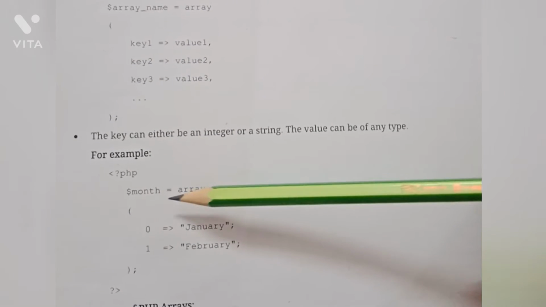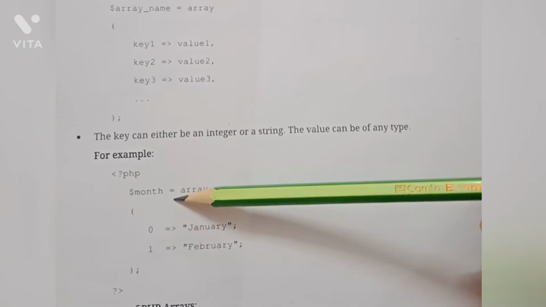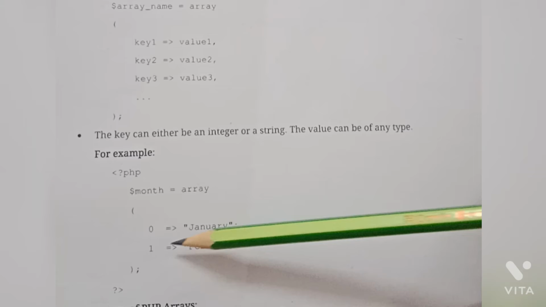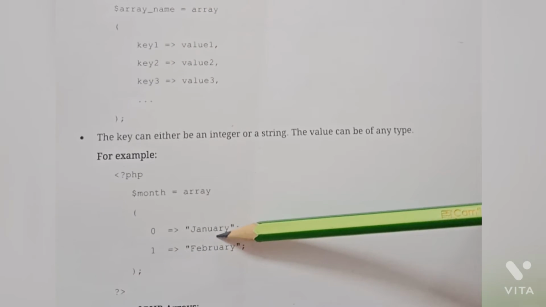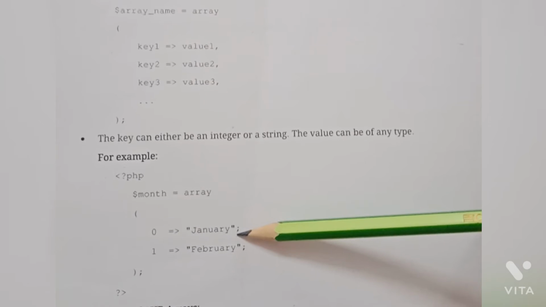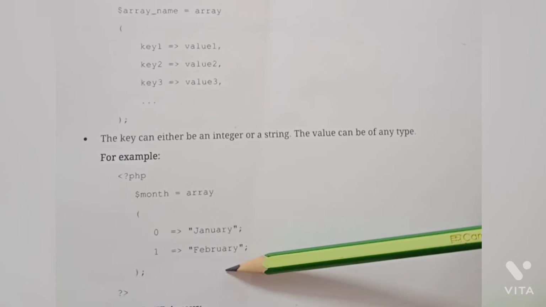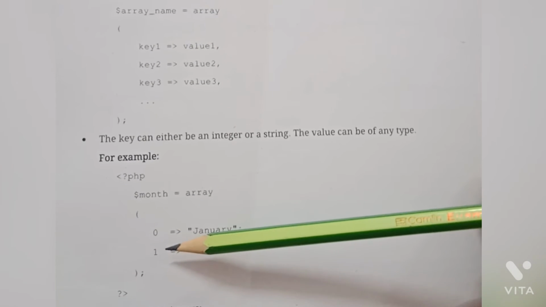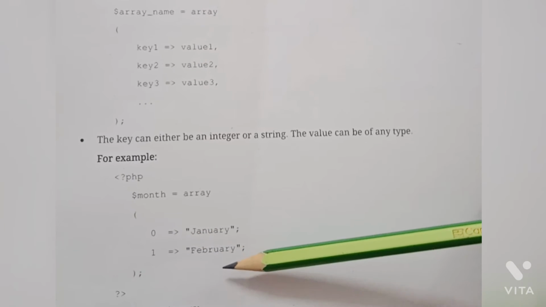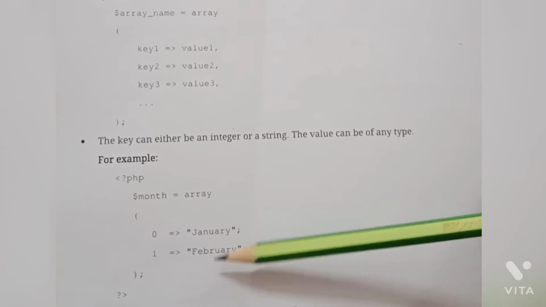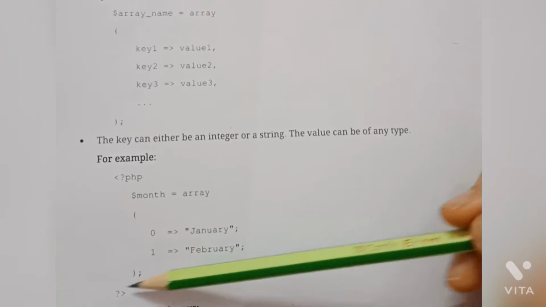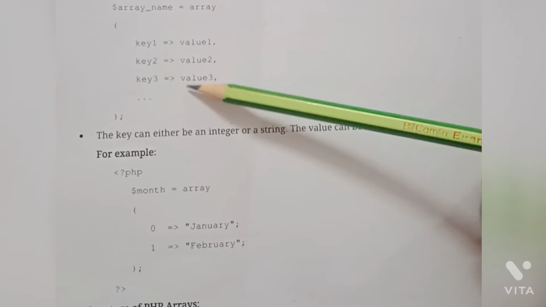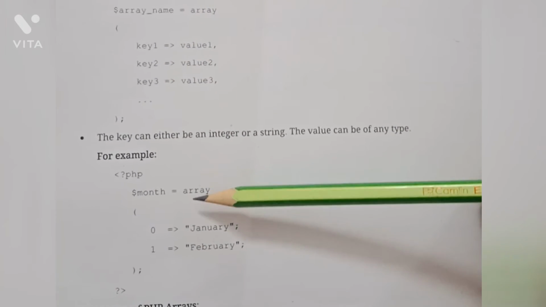Opening of PHP, $month. This is PHP variable equals to array keyword into round brackets. First element is 0 arrow in double quotes value January semicolon 1 arrow February semicolon close of round brackets and semicolon. Here 0 and 1 are the keys or index, and January and February are the value, and close of PHP.